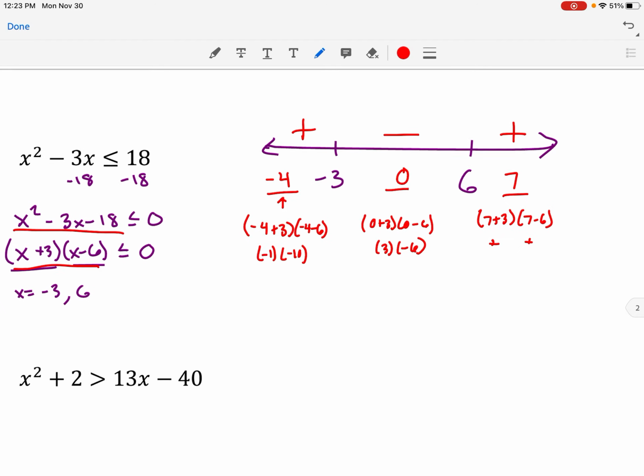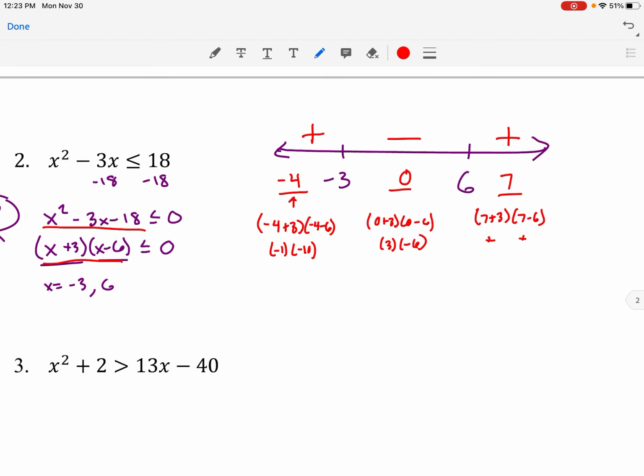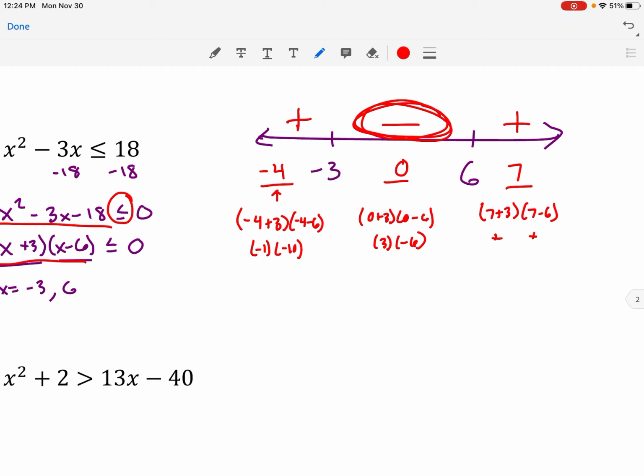So now we just have to figure out, write our answers. We're looking for where it is less than or equal to 0. So this time we're looking for all the negative numbers. Those are less than or equal to 0. So since we have an equal to part, our answers are always also going to have equal to. So for our inequality, we have this section. It's only the one section. So we need one section. It's going to include equal to on both sides.